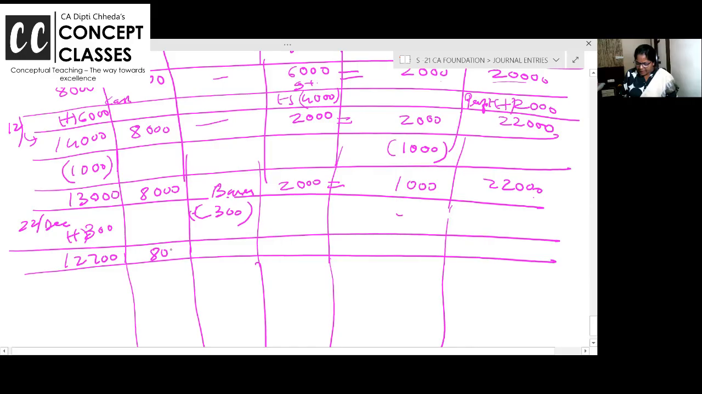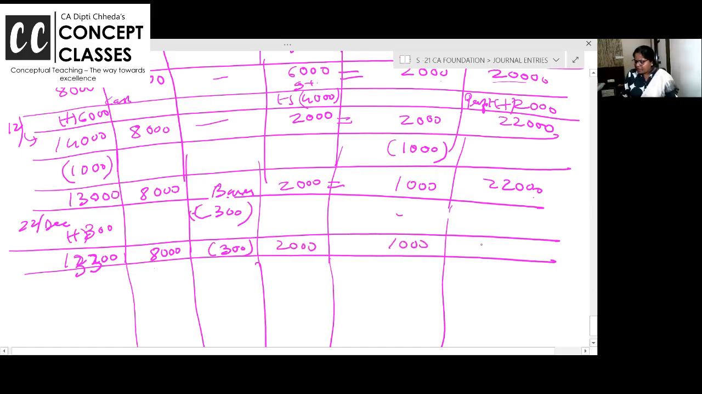12,700. 8,000. Sorry, cash is 13,300. Cash is 13,300. 8,000. Datas is having negative balance, but on the same side. Why? Datas have paid you advance.